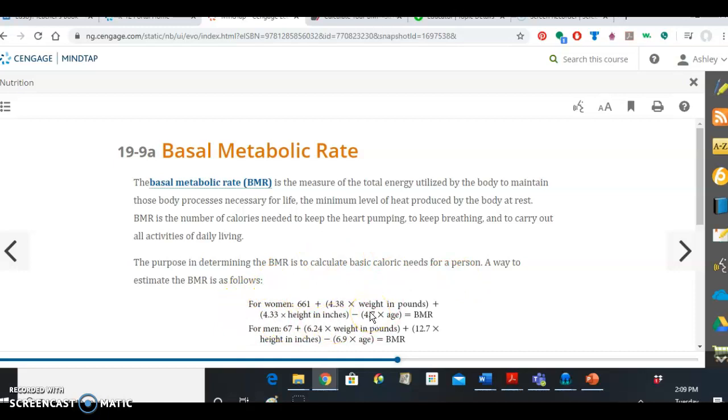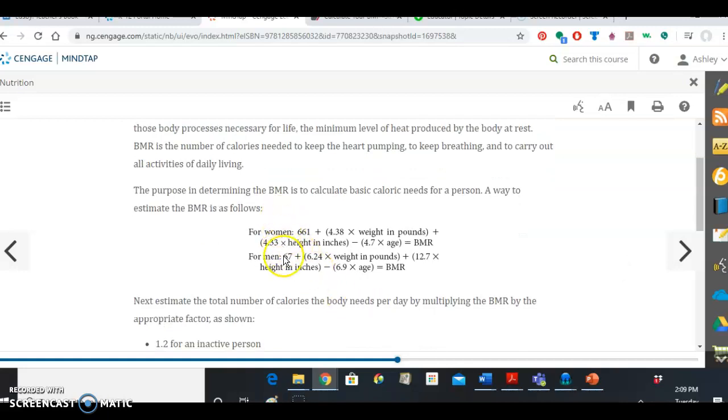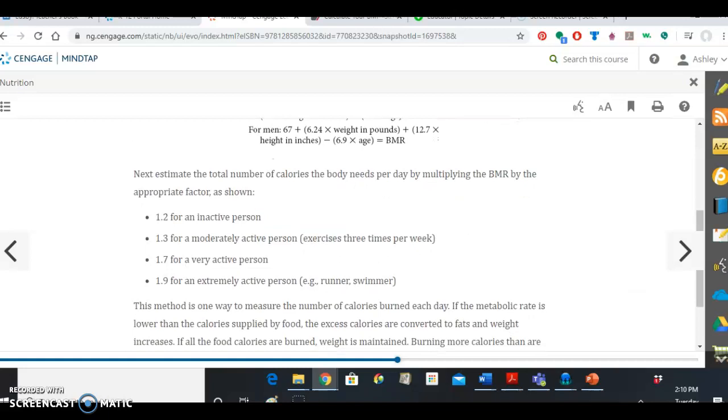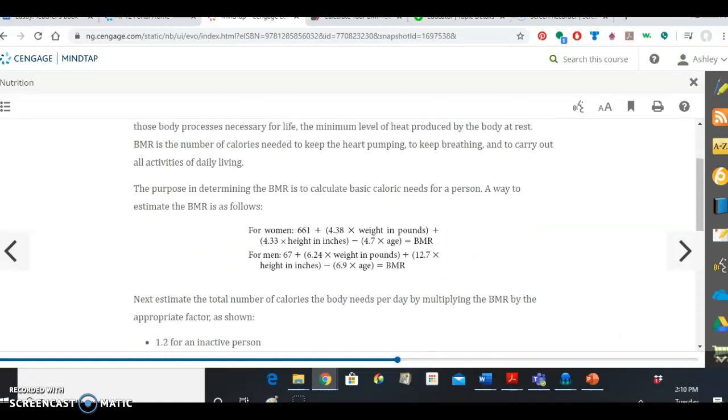So question number 3 says to write down your equation. Whether you're a female or a male, you're going to write down your equation for determining BMR. And this is just an estimate of your resting metabolic rate, based on your height, weight, gender, and age. Then you're going to multiply that by your activity level here and see how many calories you need in a day, factoring in your activity level, adding that to your basal metabolic rate. All right, so that's for there.